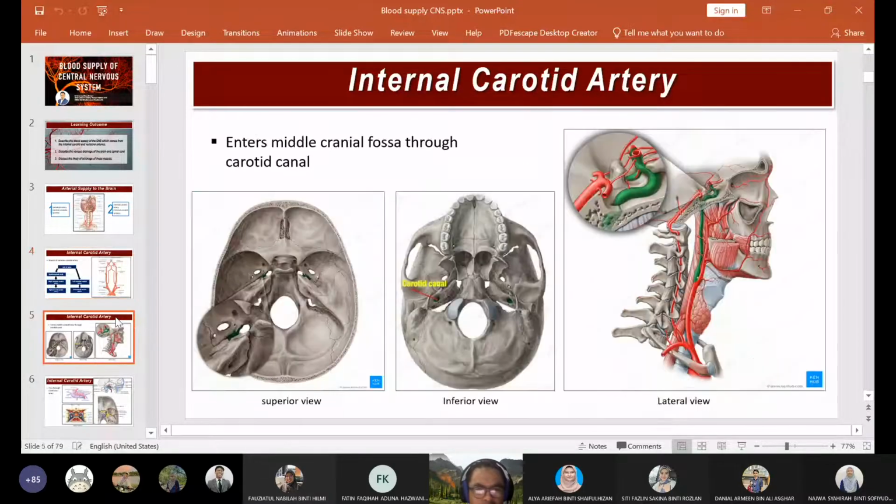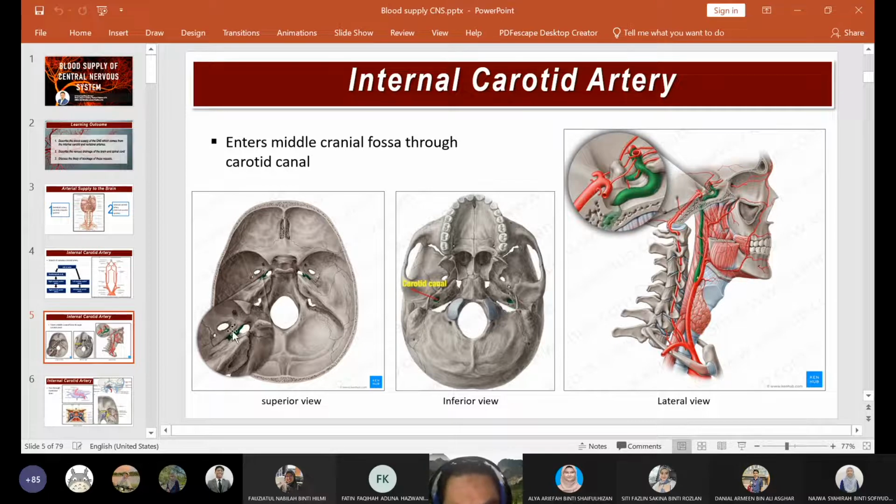Then it goes up. This is your common carotid. The green one is the internal carotid artery. It enters the middle cranial fossa through the carotid canal. So here is your carotid canal. This is your inferior view. So you can see this from the bottom, or from the inferior view of the cranium. So here is your carotid canal.